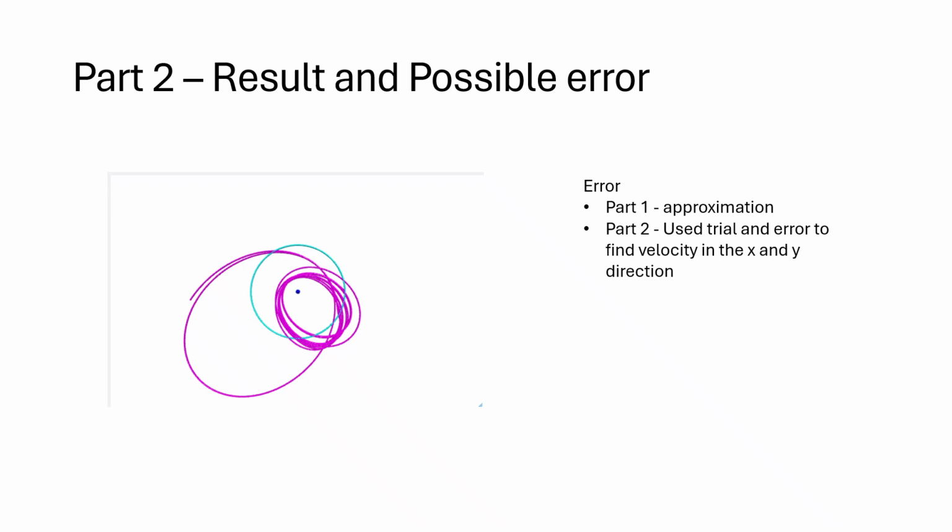And here's the final result of my simulation. A possible error in part 1 is due to the fact that we approximated the total mass, thus the mass of the black hole could be incorrect. And for part 2, we used trial and error to find velocity in the x and y direction, thus the simulation could have slight errors.